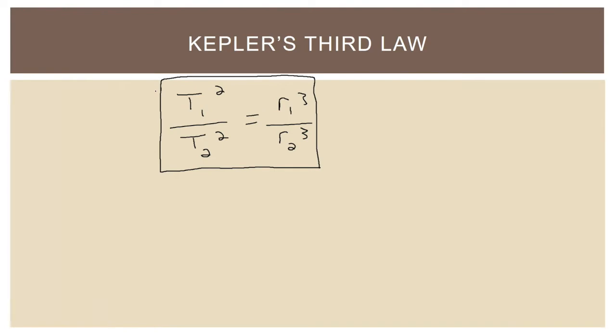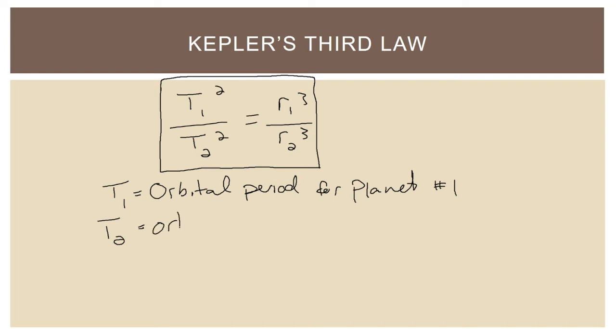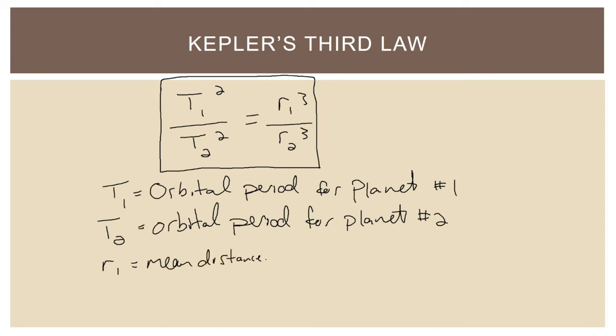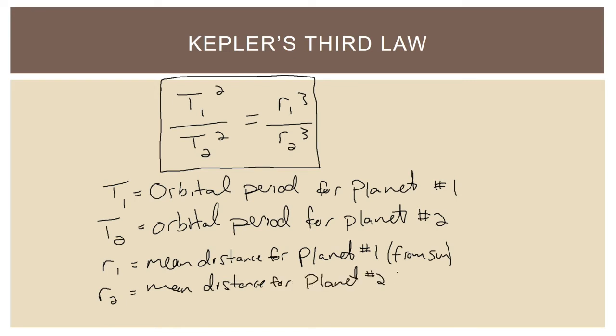And so let's just go ahead and write down here, T1 is the orbital period for planet 1. T2 is the orbital period for planet 2. R1 is the mean distance from the sun for planet number 1. And I'm going to write in parentheses here from sun, although I'm going to clarify that in a second. And then R2 here is the mean distance for planet 2. And I'm going to write in parentheses again from sun.